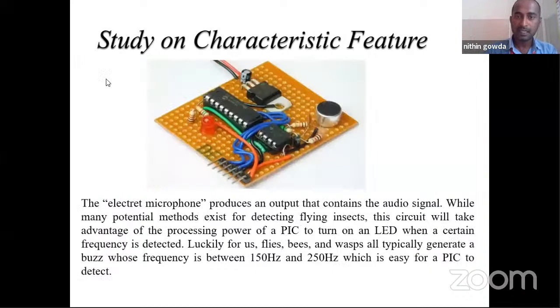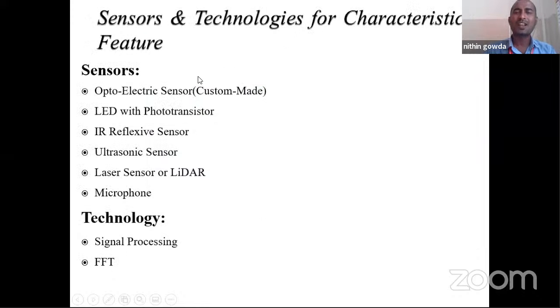The second one is the same as what we have discussed: an electret microphone. It will be placed inside the setup to recognize the sound produced by the insect in the form of hertz. So which are the suitable sensors that we can use to recognize the characteristic features? As I mentioned earlier, the characteristic features are sound as well as wing beat. So which sensors can you use?